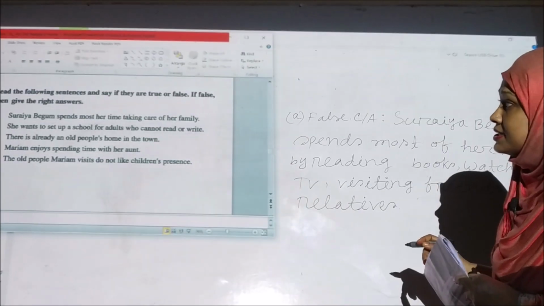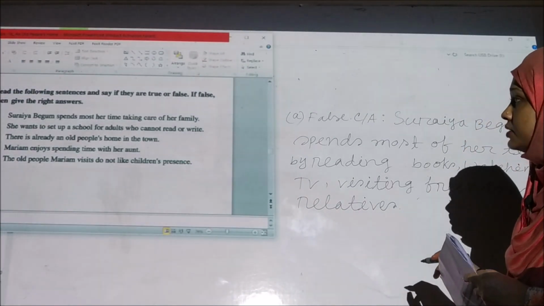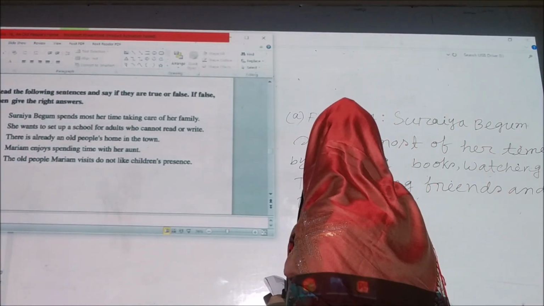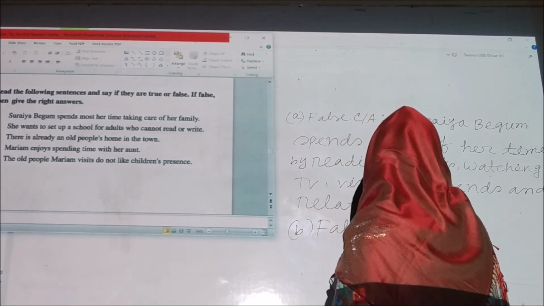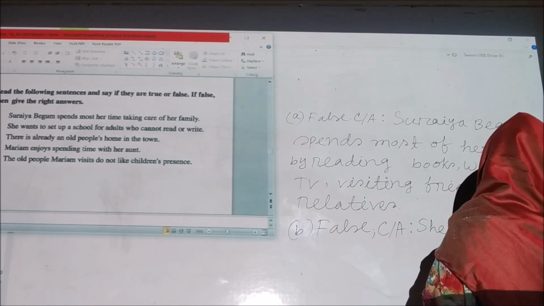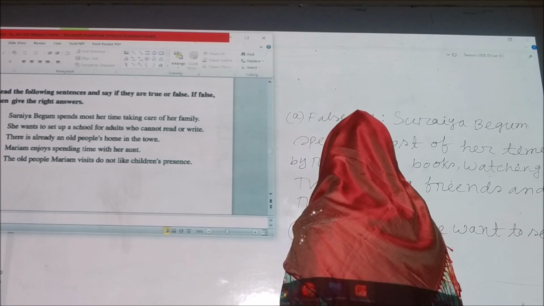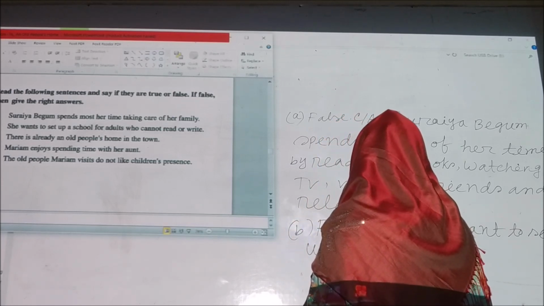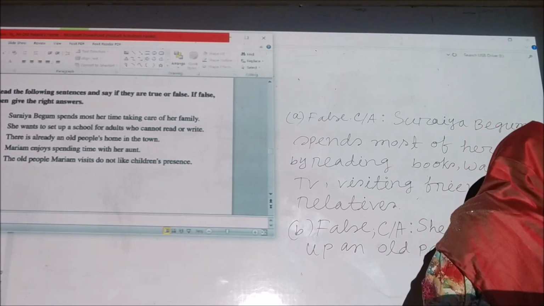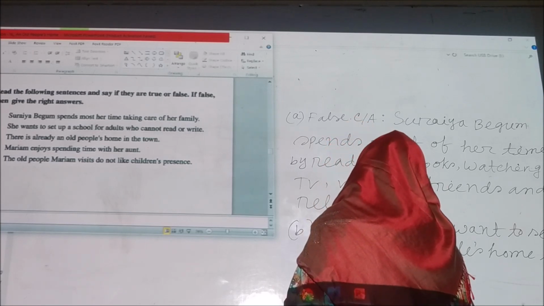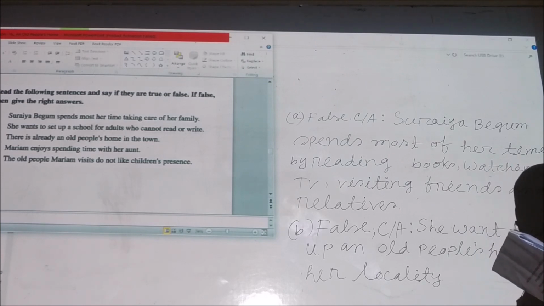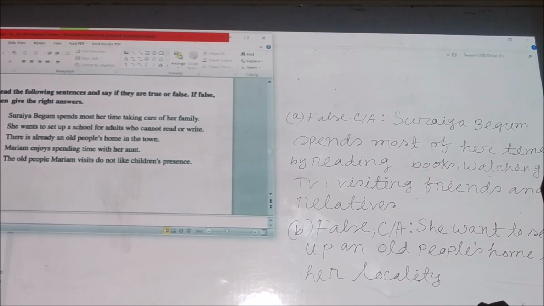Number B, the statement is she wants to set up a school for adults who cannot read and write. So, I think you know the answer. It will also be a false statement and the correct answer will be she wants to set up an old people's home in her locality. So, look at the board and see that the statement is false and the correct answer will be she wants to set up an old people's home in her locality.